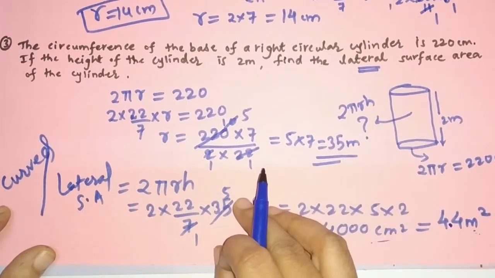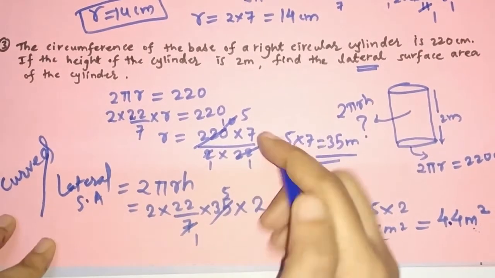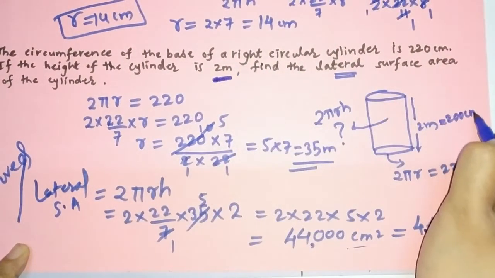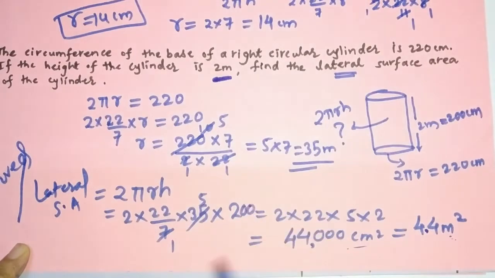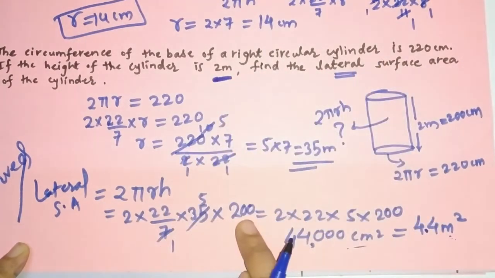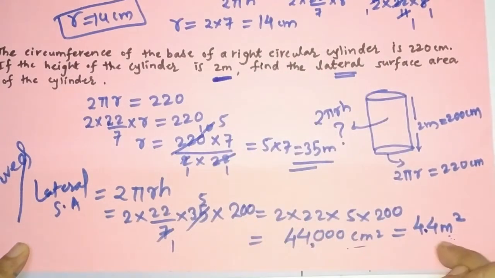And here one thing to remember, height is 2 meter. So 2 meter is equal to 200 centimeter. Here also we'll take 200, because one is in centimeter and another is in meter. So do here 200 and just multiply all these.